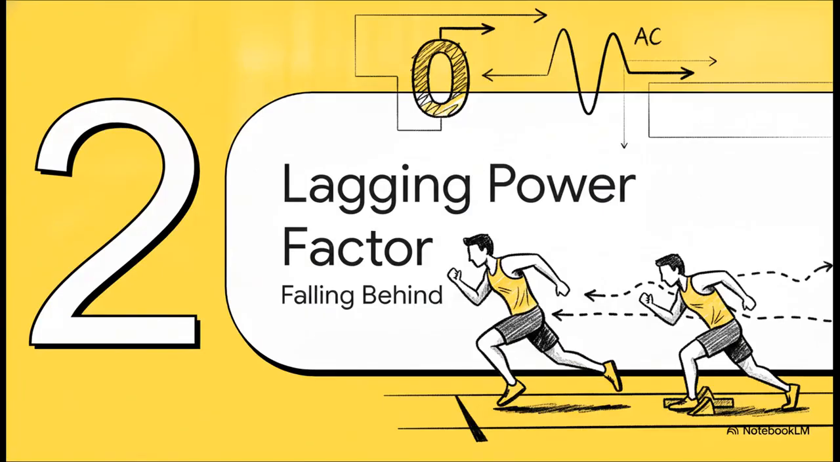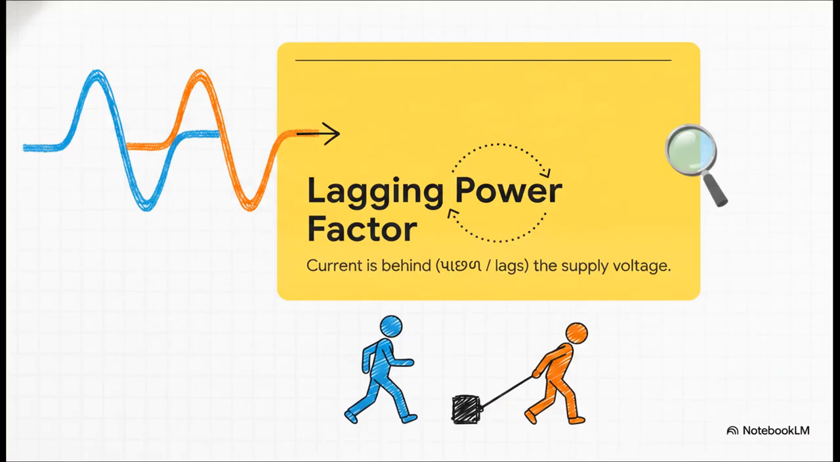Section 2, lagging power factor, or falling behind. Translating point 1 from our text, a lagging power factor happens when the electrical current is literally delayed compared to the supply voltage. It's kind of like a runner who's just a bit slow off the starting blocks, you know? The specific Gujarati word used here is pachal, which translates directly to behind. So the voltage makes its move, but the current just lags slightly behind it.